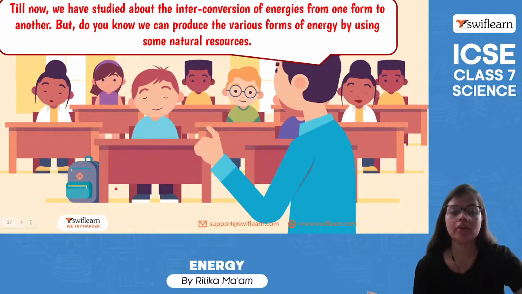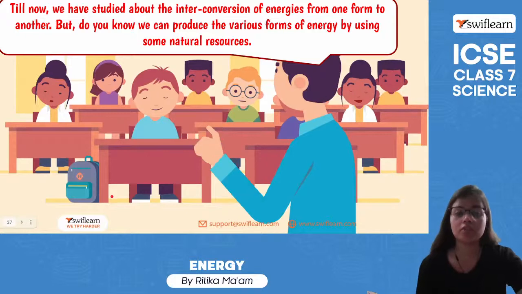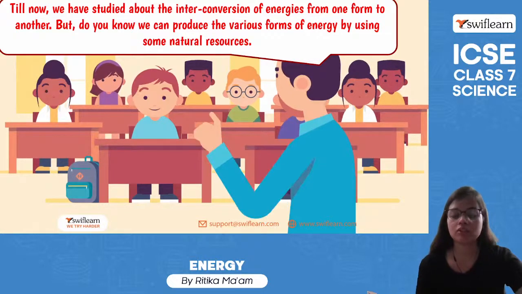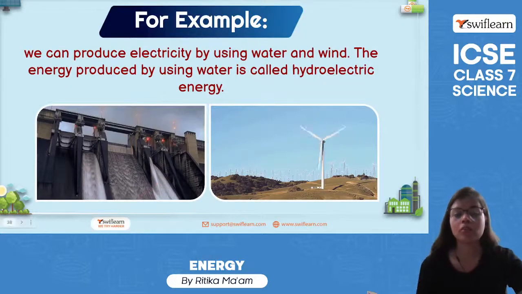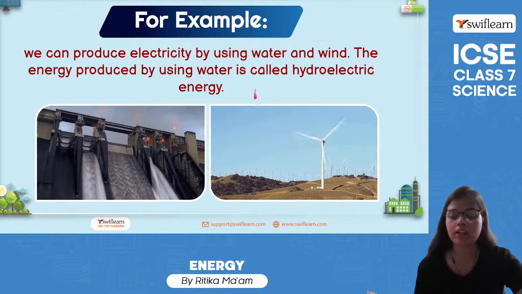So we have studied interconversion of energies, but how do we produce energy in different forms using the natural resources which are provided? If I talk about electricity, we can produce electricity using wind and water. The energy which is produced using water, we all know, is known as hydroelectric energy.